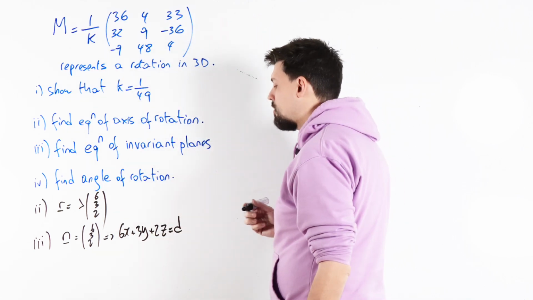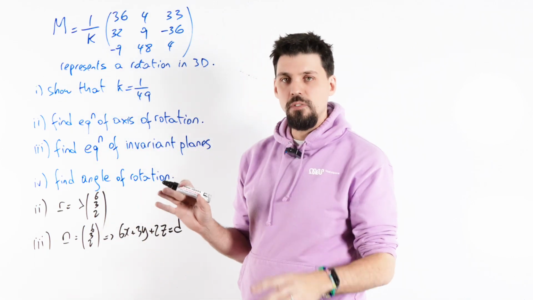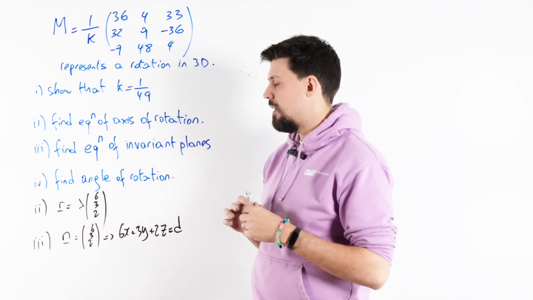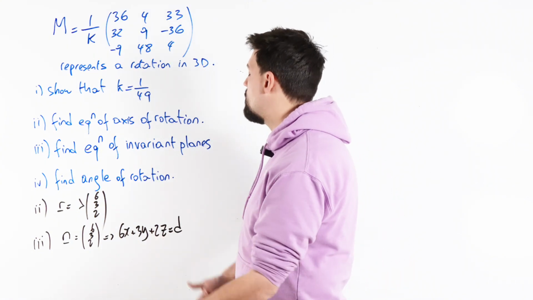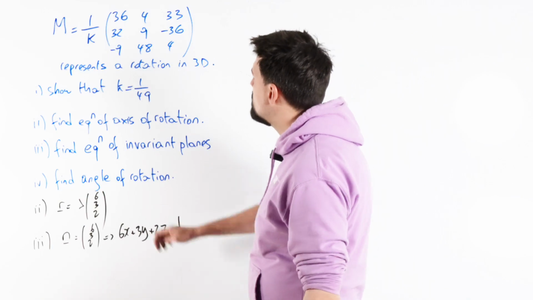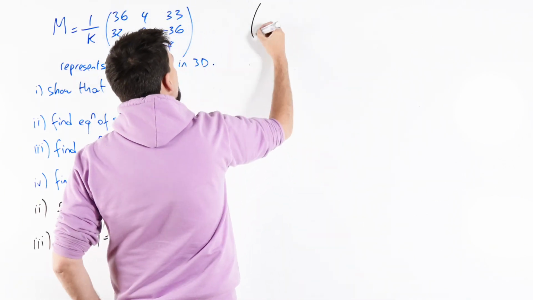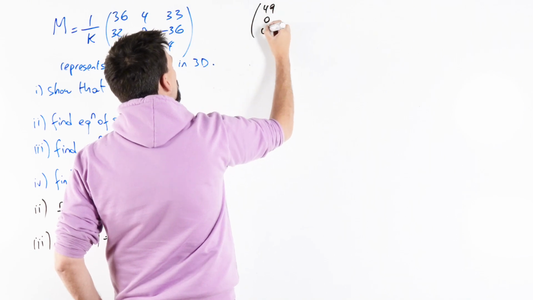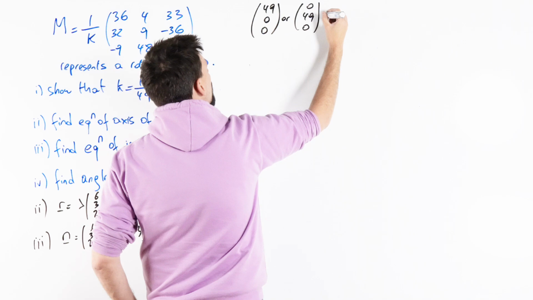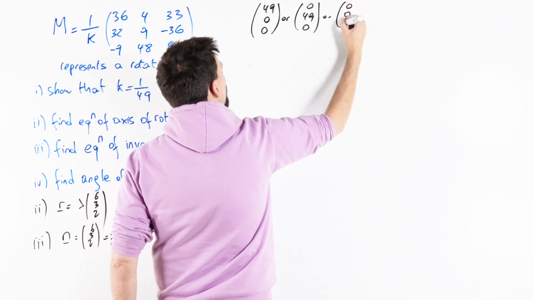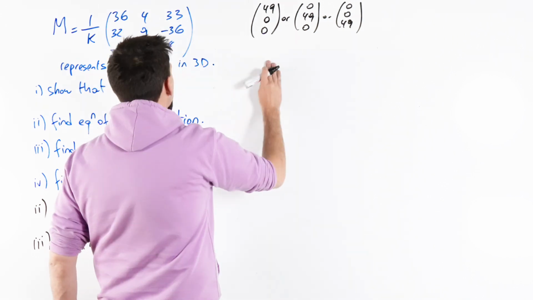Now let's find the angle of rotation. The easiest way to do this is to just see where a point goes. So let's just pick a point. And because of that 1 over 49 there, I would pick any point of the form (49, 0, 0), or (0, 49, 0), or (0, 0, 49). Okay, that's probably our easiest bet.